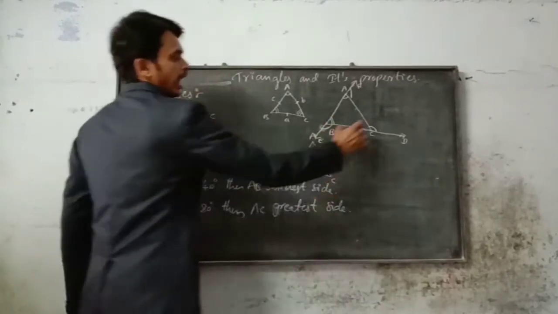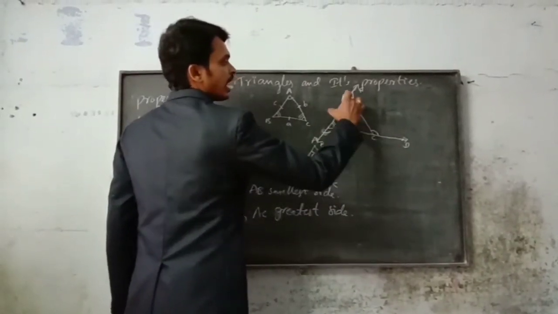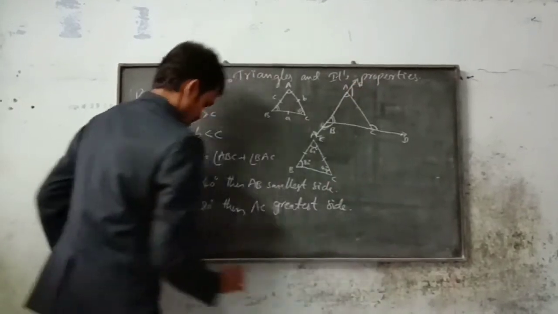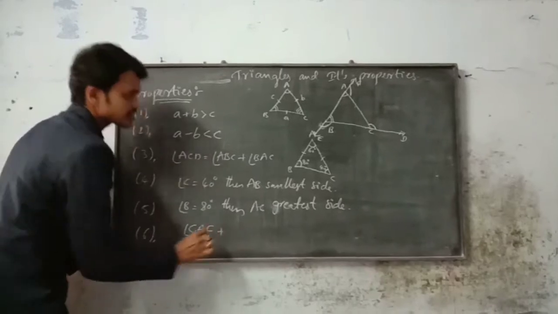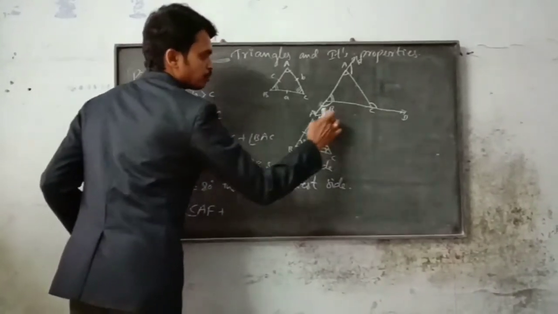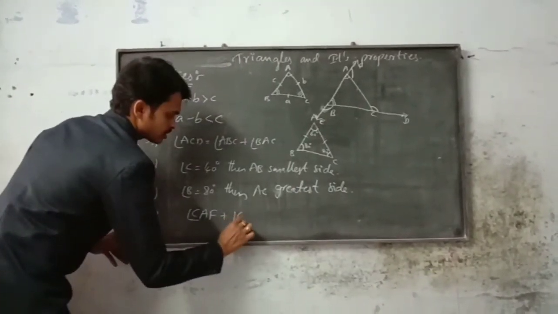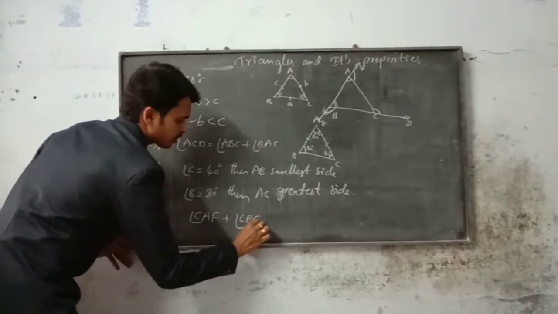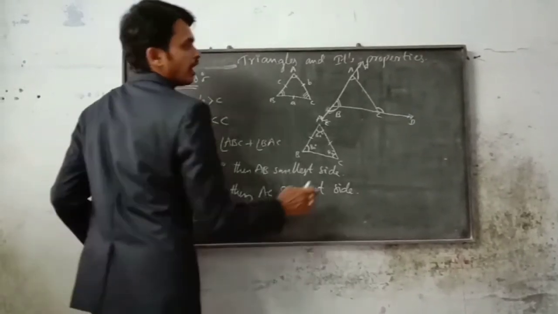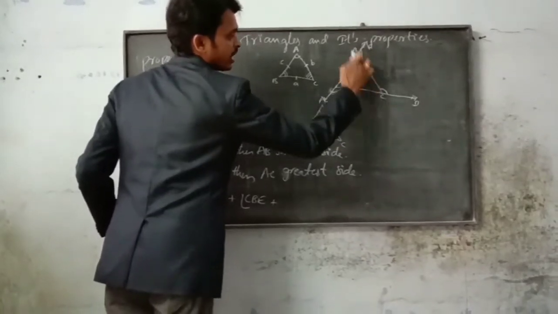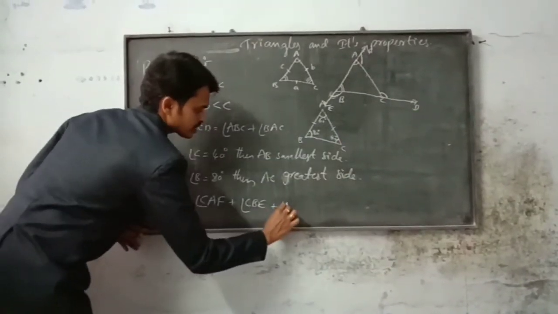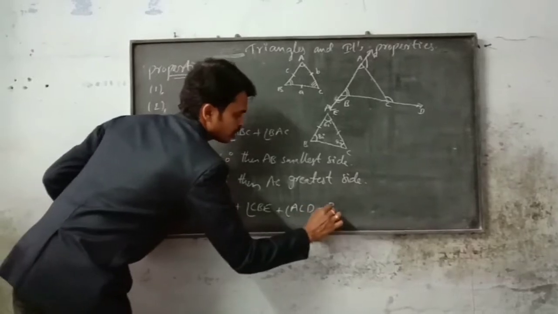So here angle CAF plus angle CBE plus this angle, angle ACD, is equal to 360 degrees. Next, median.